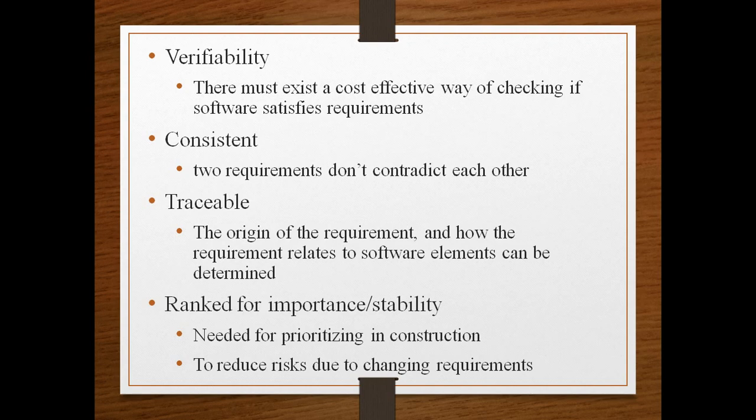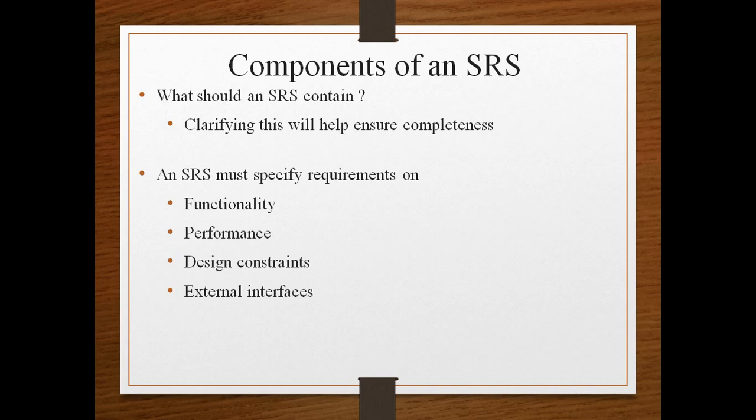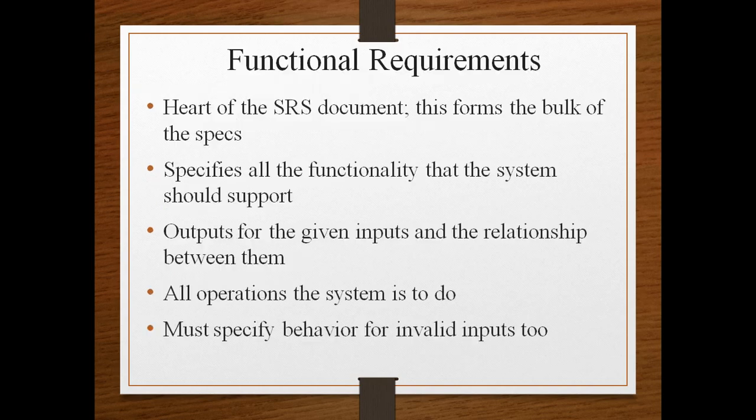Consistent: two requirements don't contradict each other. Traceable: there is an origin of the requirement, and the requirement related to software elements can be determined. Rank for importance or stability is needed for prioritizing in construction, and it reduces the risk due to change in requirements. Components of SRS: what an SRS contains. Clarifying this will ensure completeness. An SRS must specify requirements on functionality, performance, design constraints and external interfaces.